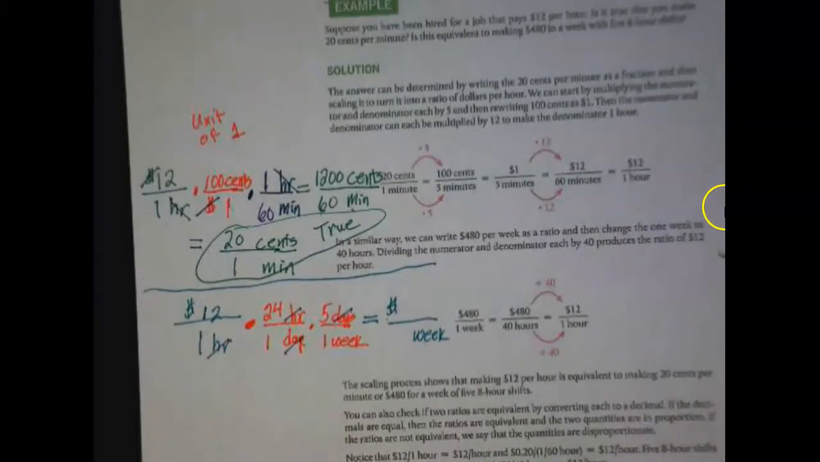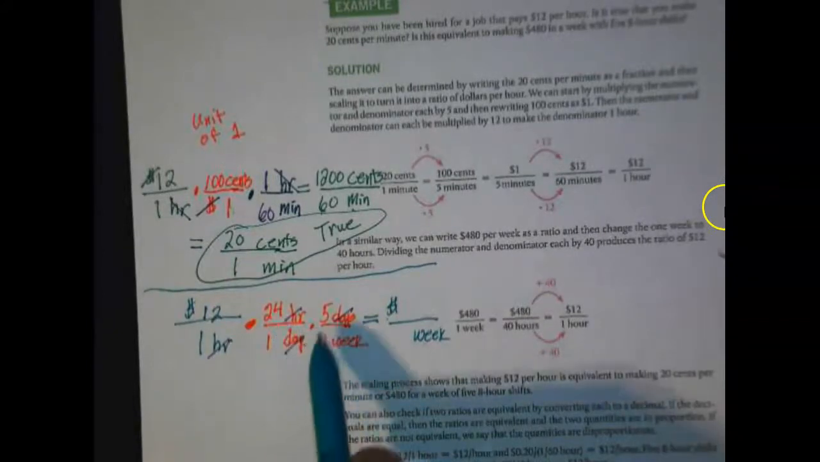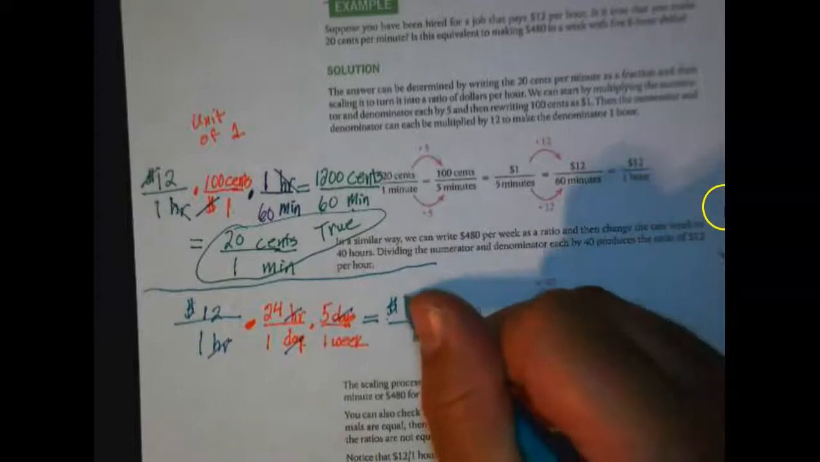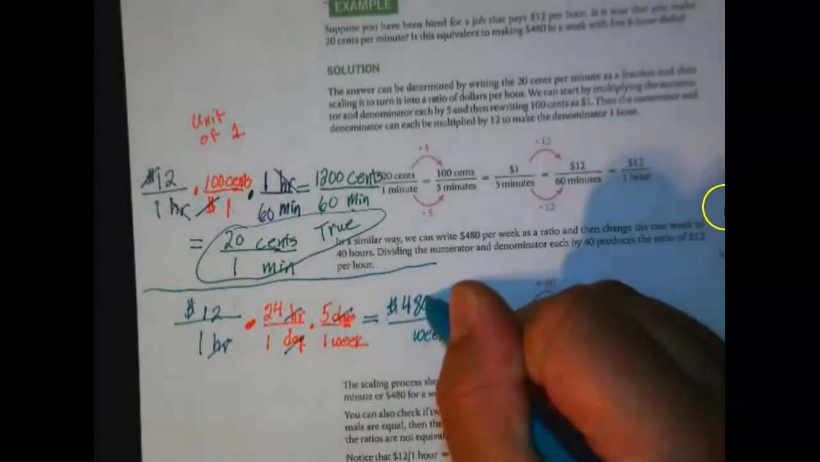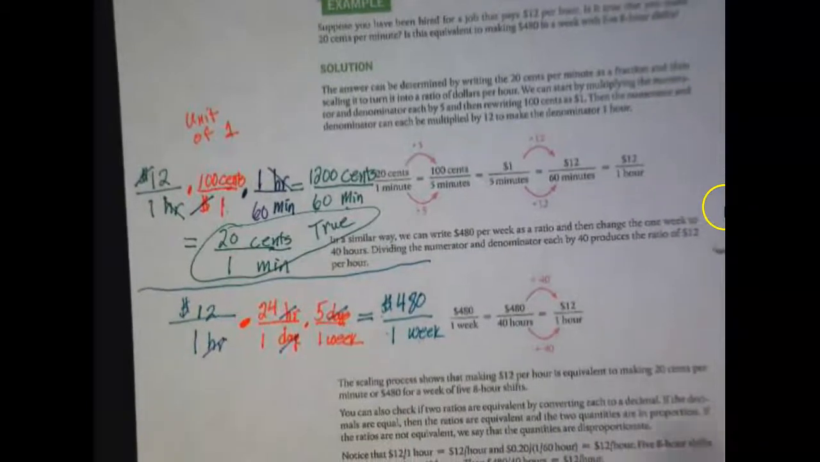Okay, so if I multiply 12 times 24 times 5, I get 480, and of course 1 times 1 is 1 week.